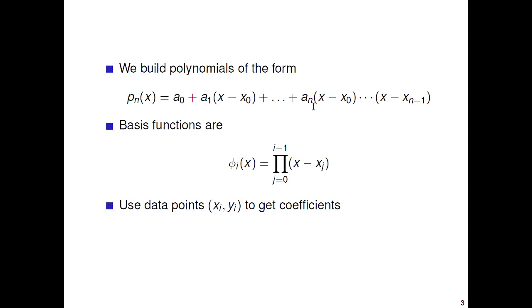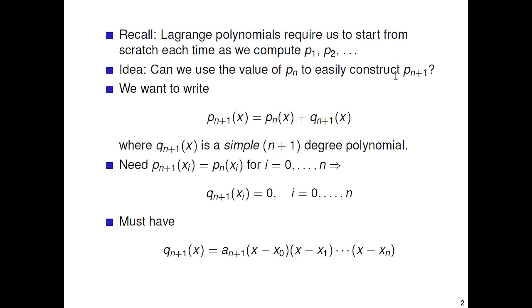When we get to our nth order term, it should involve this product of all our previous data points, x minus x0, all the way down to x minus xn minus 1. Right? That's the form of polynomial we get if we're adding this type of term on every time.